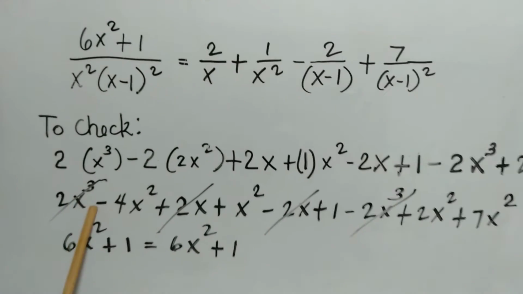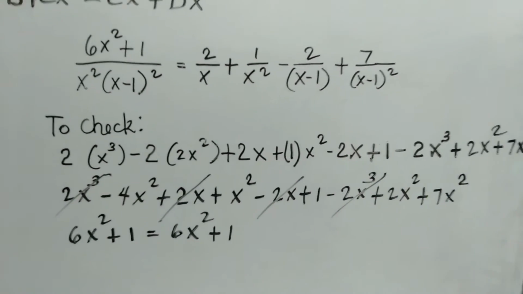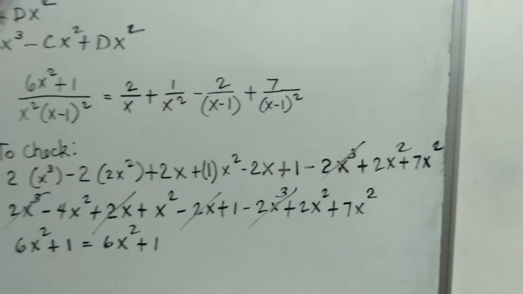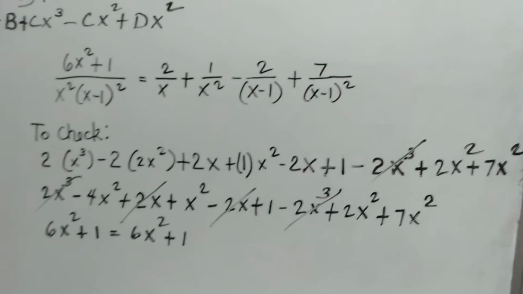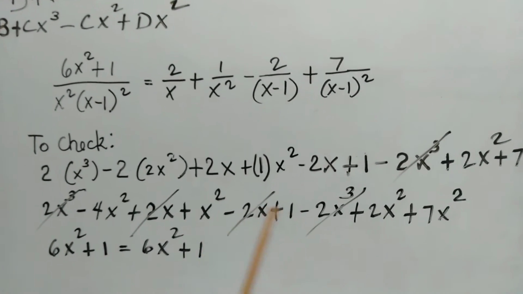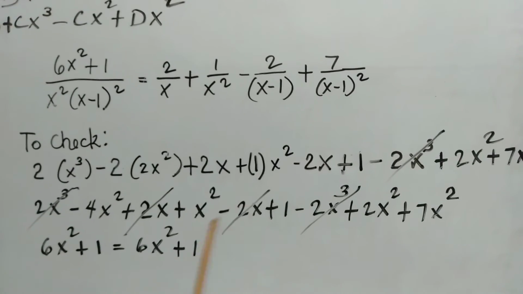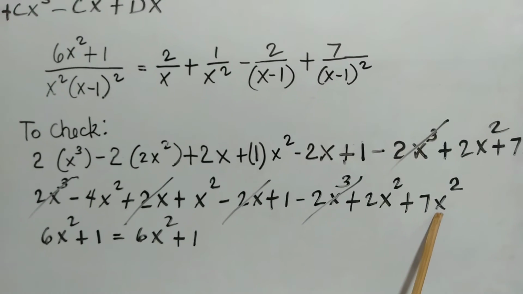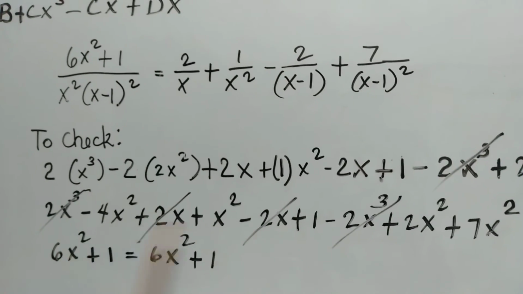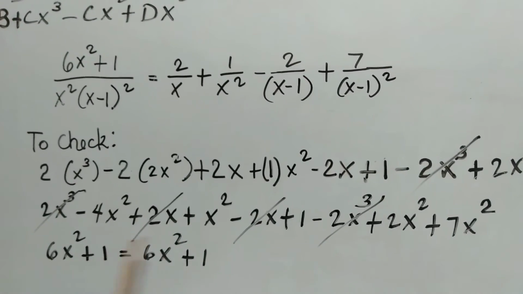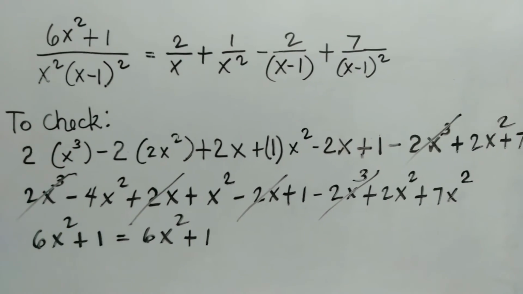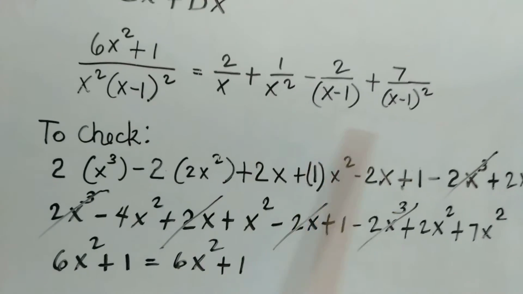As you can see, 2x cubed here minus 2x cubed here, so we can cancel out 2x cubed and 2x cubed. For x squared, this is negative 4x squared, and this one is x squared plus 2x squared plus 7x squared. X squared plus 2x squared plus 7x squared is 10x squared, minus 4x squared is 6x squared. Plus 1. So as you can see, the numerator of the left side of the equation is equal to the numerator of the right side of the equation. So our answer is correct.